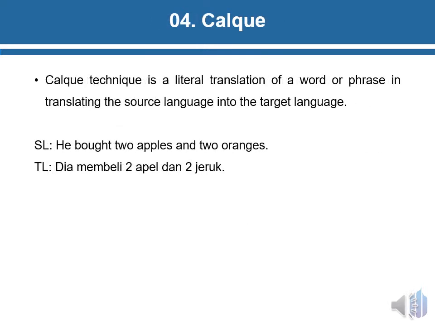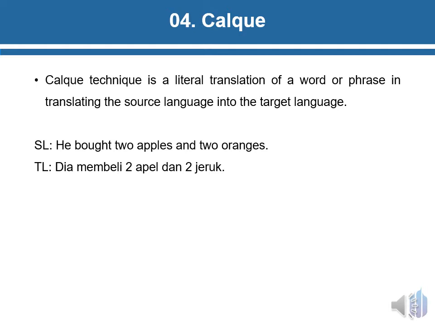Next, the fourth translation technique is calque. Calque technique is a literal translation of a word or phrase in translating the source language into the target language. This is very common, I guess, for everyone who does translation, because some sentences in a story or in an article that you translate don't really depend on the context. So you just need to do the kind of literal translation or calque here.